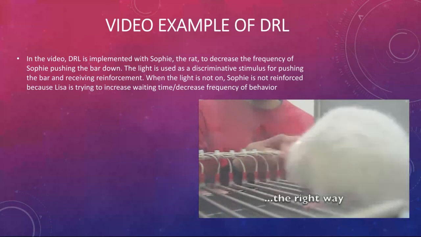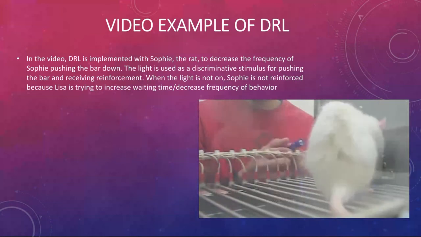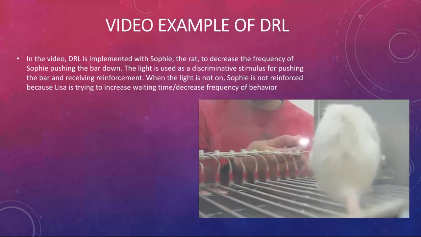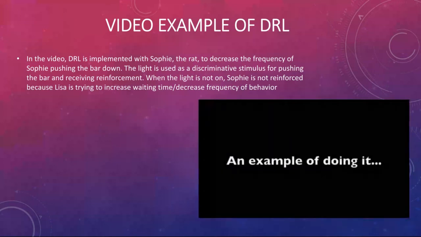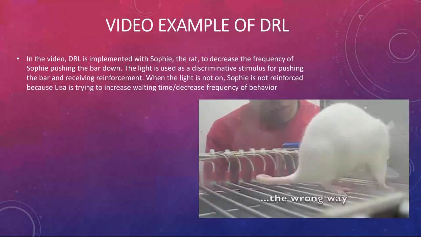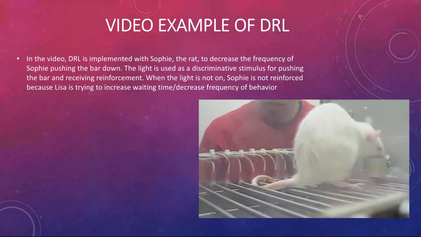Here you can see the light is on because the bar is still. She then waits the full 6 seconds and the light will come on again before pushing the bar again. You can see the light is on, so she pushes the bar to receive food, but she does not wait the full 6 seconds before pushing the bar again and is therefore not reinforced.